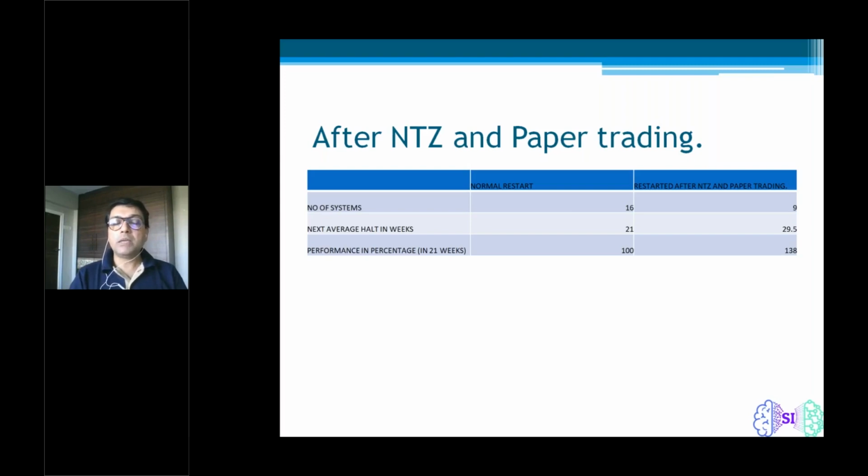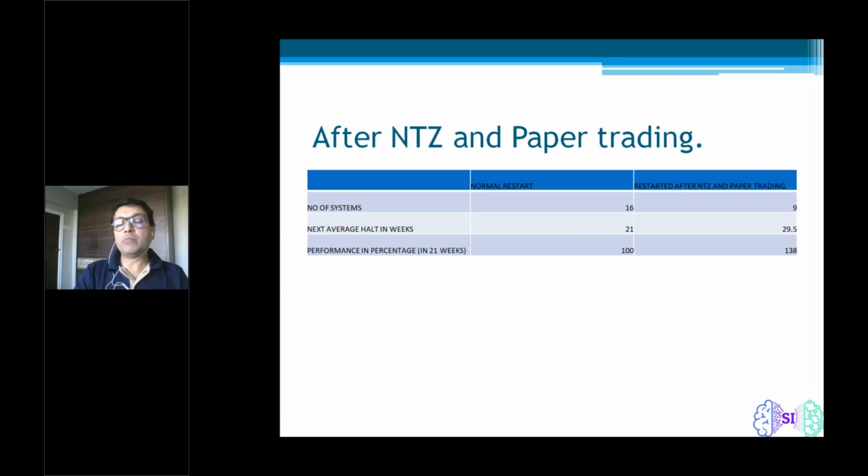That's the big push. Okay, so here we are talking about the average of the systems. There can be some systems that have performed for a few weeks, and there can be some systems that have performed for quite a long period, or maybe a year as well. So keeping the normal return as 100%, assuming that the total return of the 16 strategies was 100, the return we got from the NTZ and after paper trading was 138%.